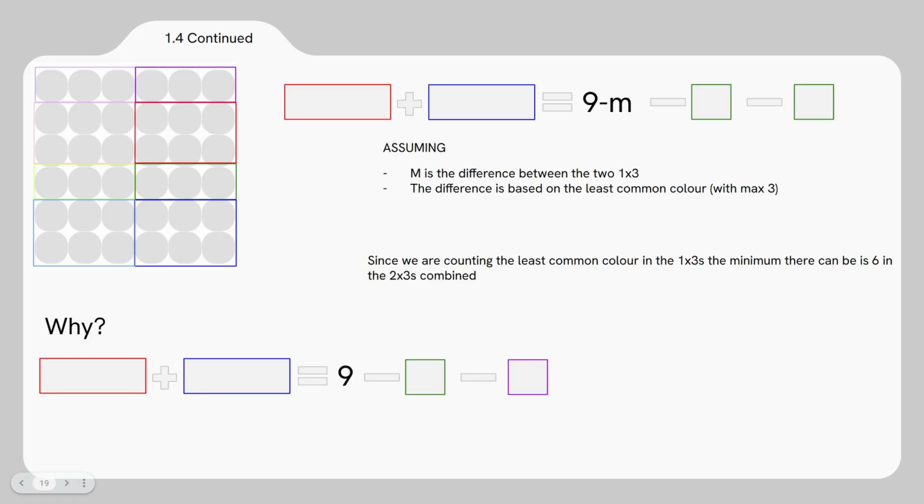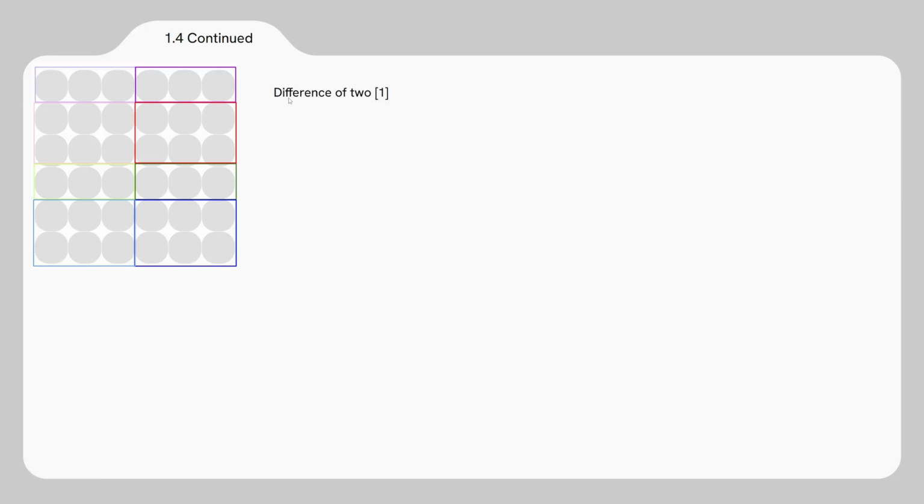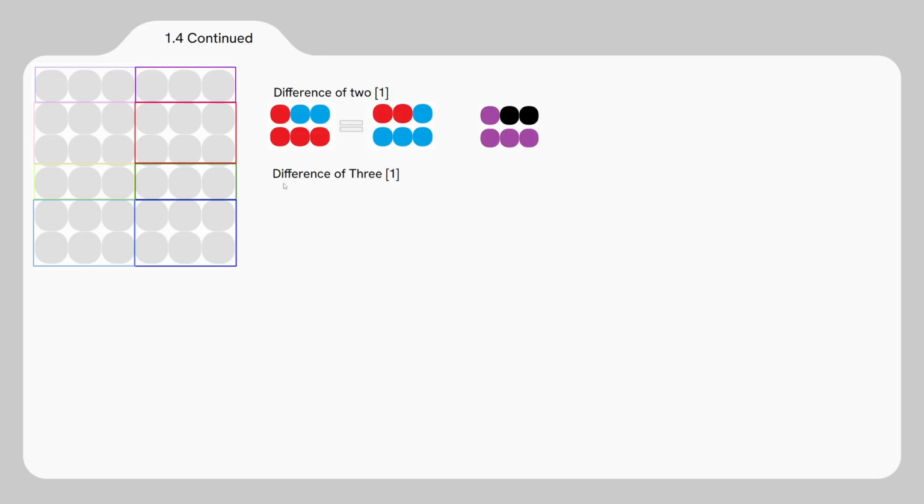Okay, so there was a reason we assumed that this was the least common. That means when we look at the difference of 2, we can choose the least common and then say they're actually the same thing. We can then do the same for difference of 3 as well, and say that there's only one option.